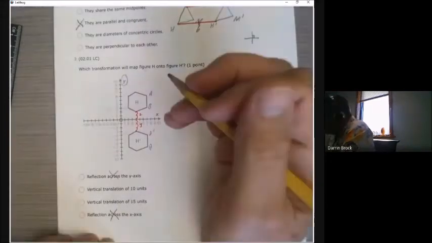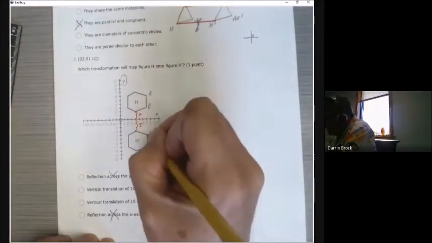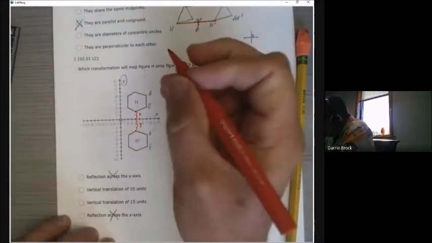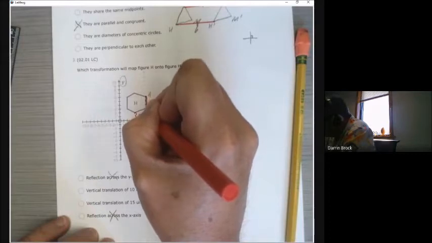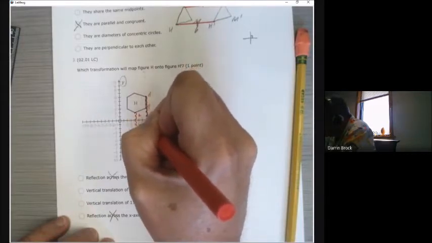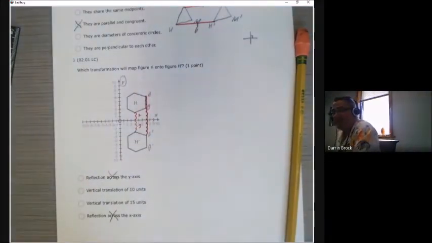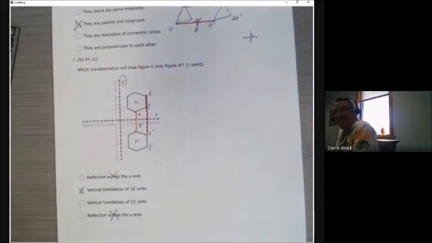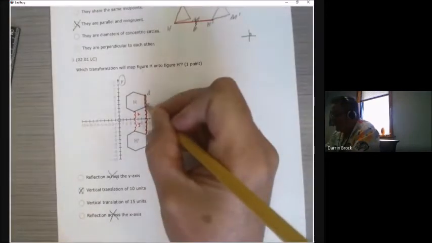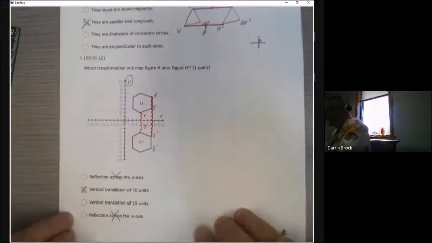Well, to know, you have to look at the same point in both shapes. So let's look at the A and the A prime. Those are the same shape. So the A goes down 1, 2, 3, 4, 5, 6, 7, 8, 9, 10, and then it gets to the A prime. So this is a vertical translation down 10 units. The A went down 10. The B went down 10. All these other points, they all went down 10. So that's how we figured that out. All right, let's look at the next part.